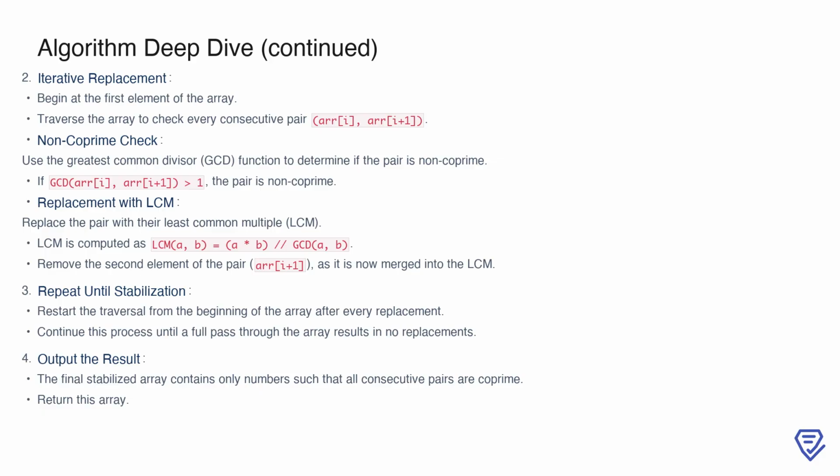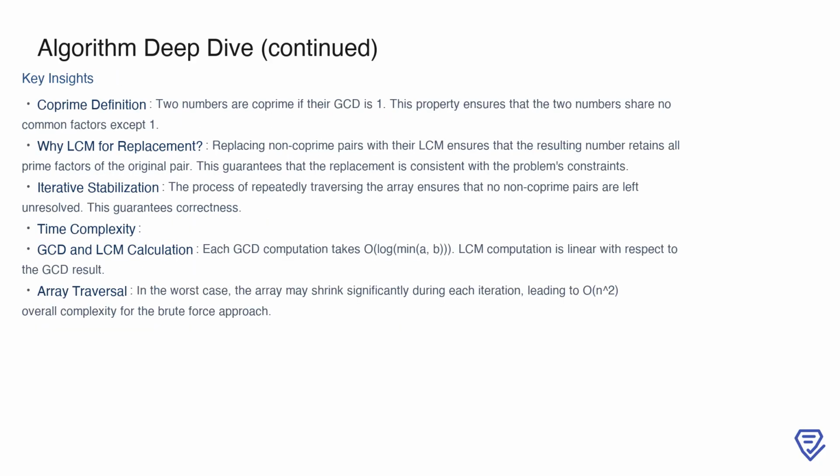This process is repeated from the beginning of the array after every replacement, ensuring that all non-Coprime pairs are sequentially resolved. Once an entire traversal of the array results in no replacements, the array is considered stabilized, and the resulting sequence is returned. Understanding the key insights behind this algorithm is crucial.